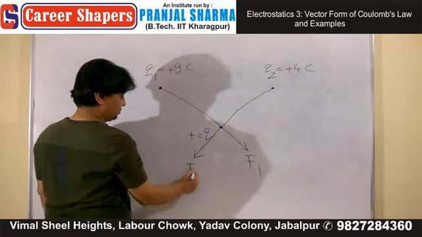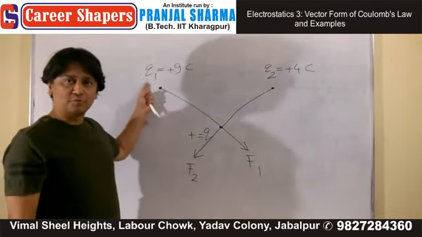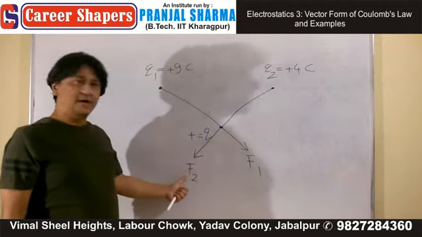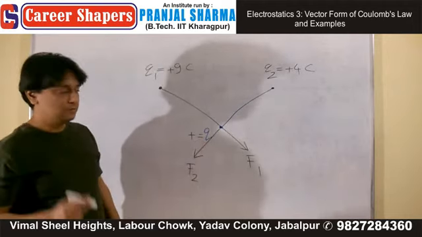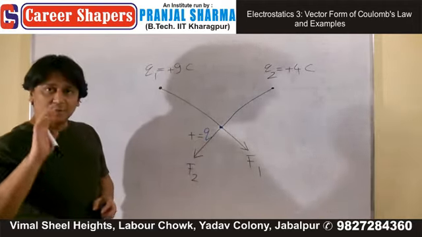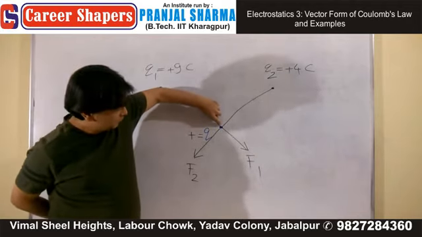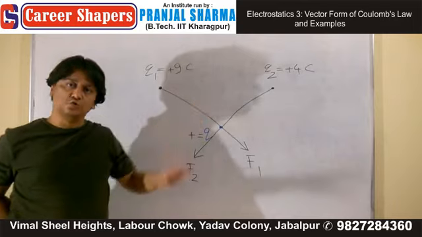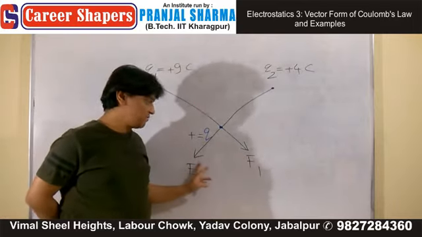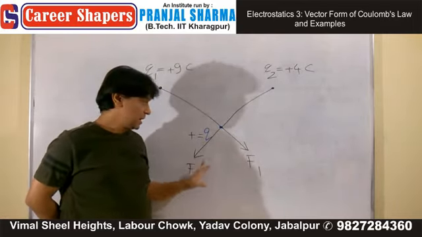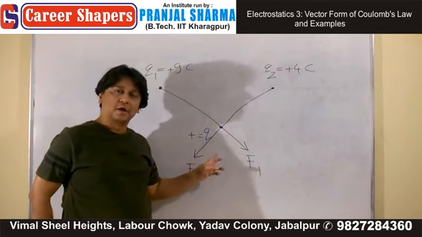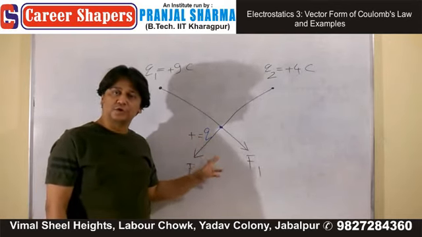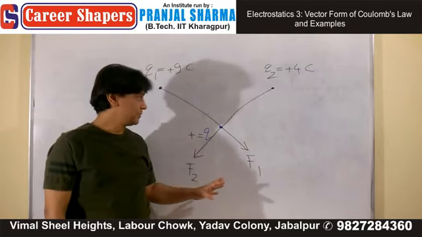This is F1, this is F2. Force coming from Q1, let's call it F1, force coming from Q2, let's call it F2. Now, suppose there is a body and that body is under two forces like F1 and F2 in this form, then is it possible that net force on this body can be zero?